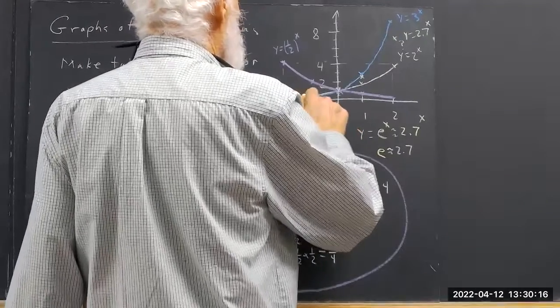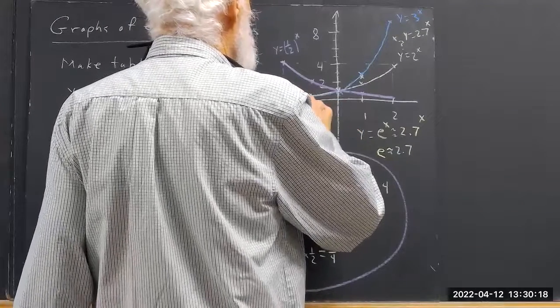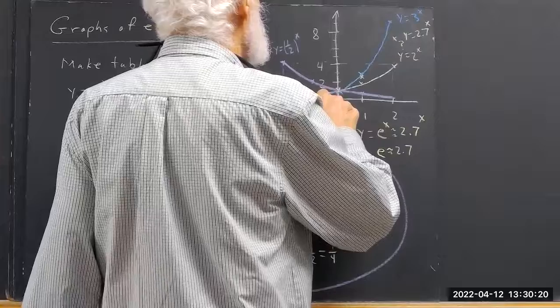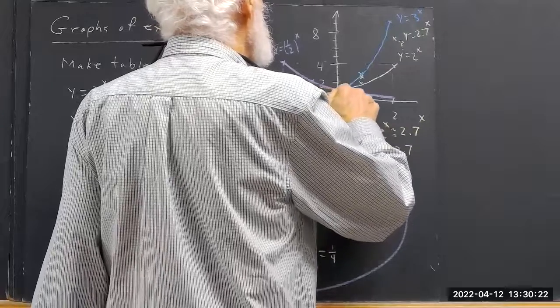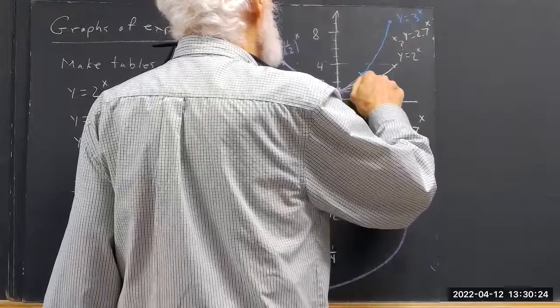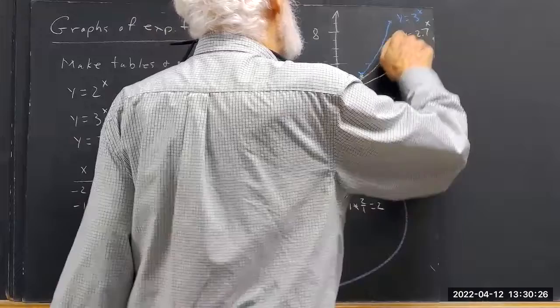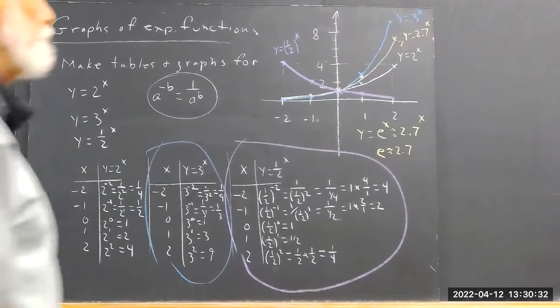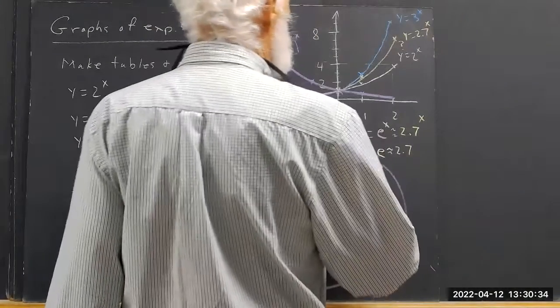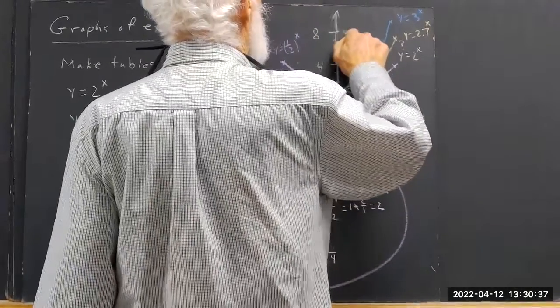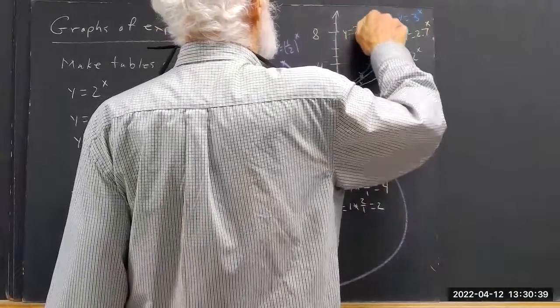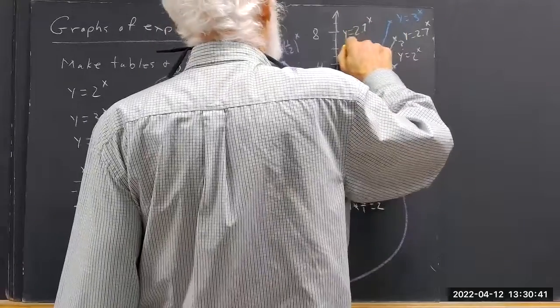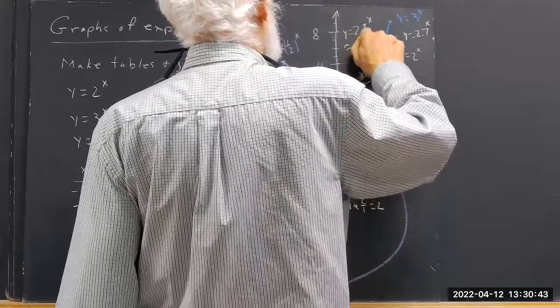So we're going to have this graph that I'm not going to draw too dark. It's sandwiched in between the 2 to the x and 3 to the x graphs here. And then it goes like this, okay? So this is y equals 2.7 to the x, which is approximately e to the x.